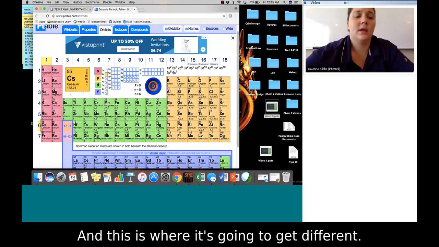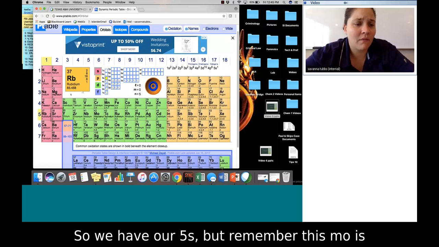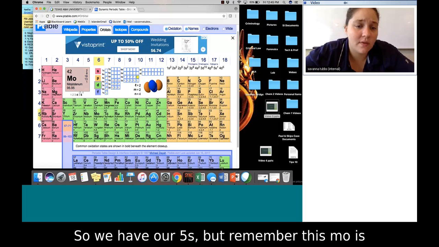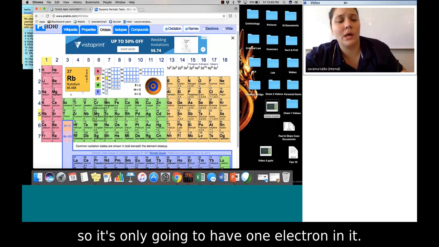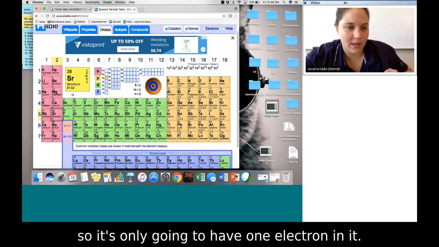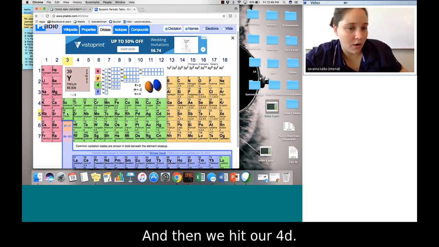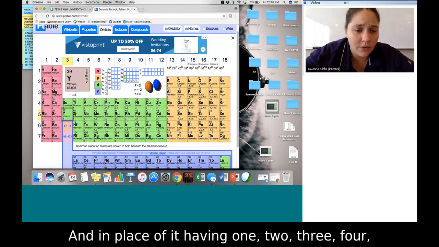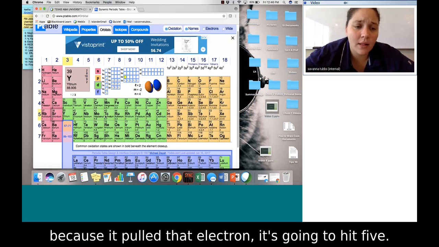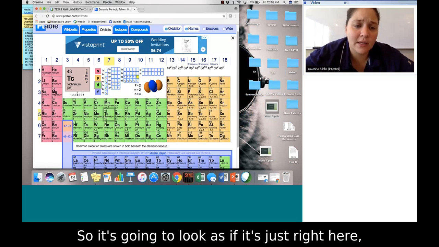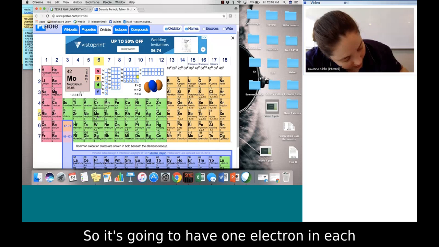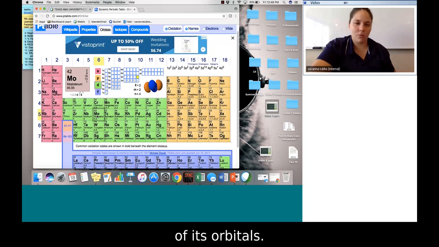And this is where it's going to get different. So we have our 5s, but remember this Mo is going to pull one of the electrons, so it's only going to have 1 electron in it. And then we hit our 4d, and in place of it having 1, 2, 3, 4, because it pulled that electron, it's going to hit 5. So it's going to look as if it's right here, but it really only has enough electrons to be Mo. So it's going to have 1 electron in each of its orbitals.